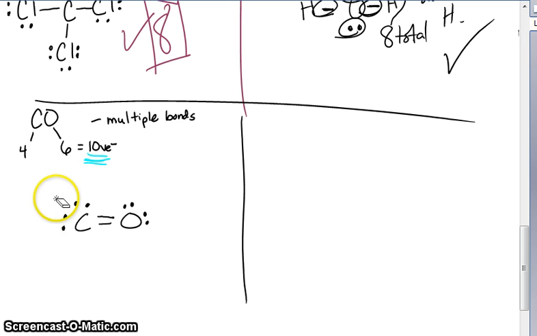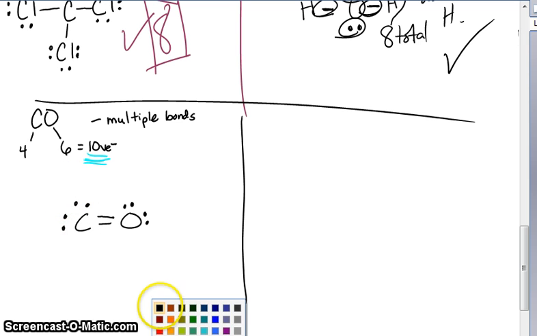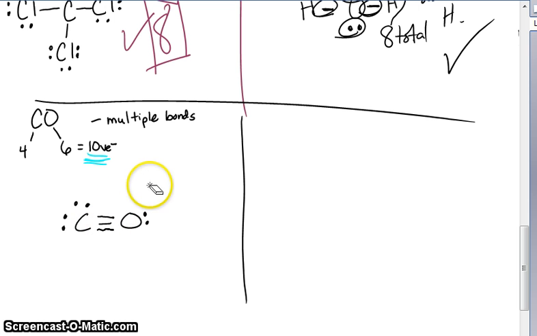What if you have too few? That means you messed up. So I'm going to add another bond. When you add a bond, what do you do? You take a pair off of each side. Does it matter which pair you take? Not really. Okay, so now I'm going to check to see how many valence electrons this carbon has.